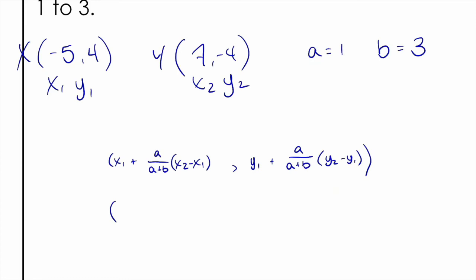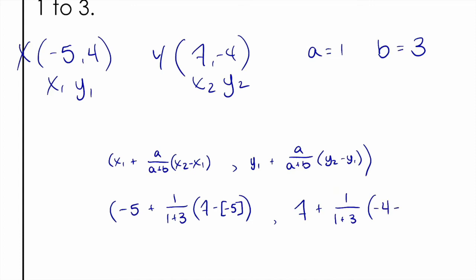So we're substituting -5 plus 1 over 1 plus 3, times 7 minus -5. And then we do the same thing on the right side: 7 plus 1 over 1 plus 3, and then -4. Oh, thank you for catching that. It's 4 plus, good catch, guys.